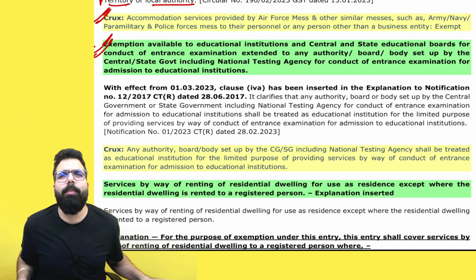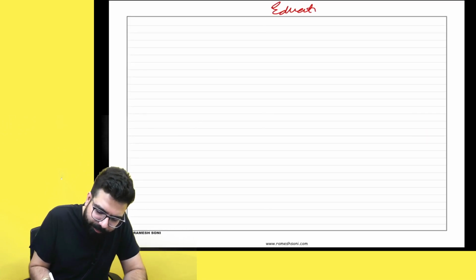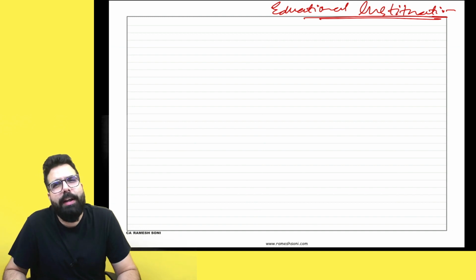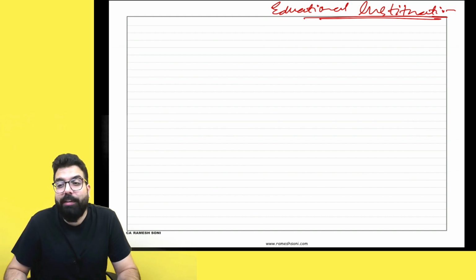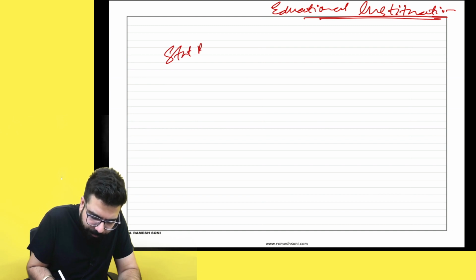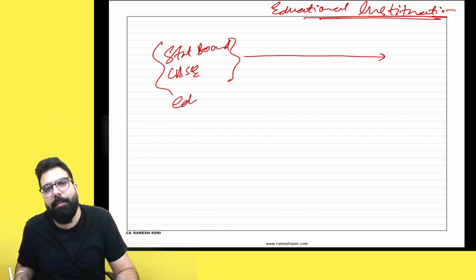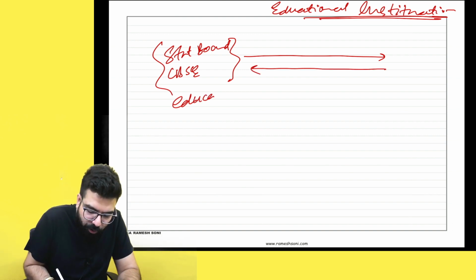The next one talks about educational institution. Sir, yes, sir. You remember educational institution? When we were learning about education related exemption, we learned that the Central Board, CBSE, all these state boards were considered as educational institutions when they were conducting examinations for students and taking examination fees from students.